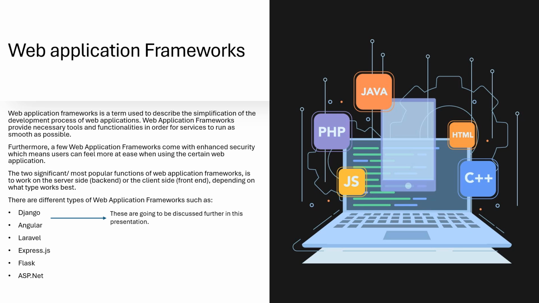The two significant, most popular functions of web application frameworks are to work on the server side, so that's the back end, or the client side, which is the front end, depending on what type works best for a certain web application. So there are different types of web application frameworks, such as, like I said before, Django and Angular, but there's also Laravel and Express.js, Flask and ASP.NET. So like what I said before, Django and Angular are going to be discussed further in this presentation.